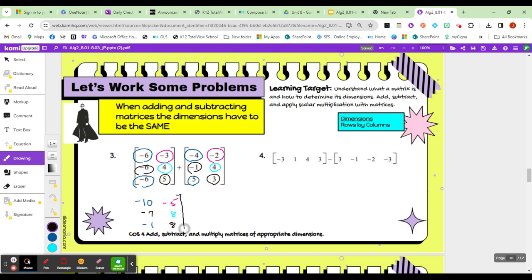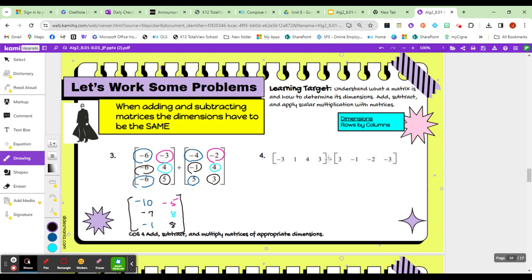And then you would put your brackets back around your answer. So when you're adding or subtracting, your dimensions of each matrix have to be the same. And then you're just adding the numbers that are in the same location. And then putting your answers down.